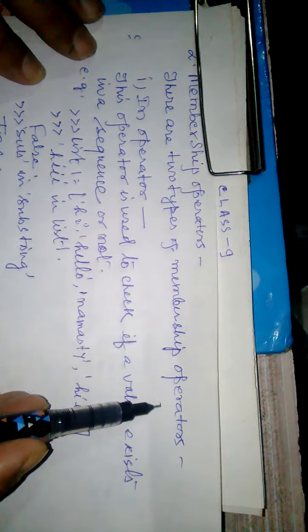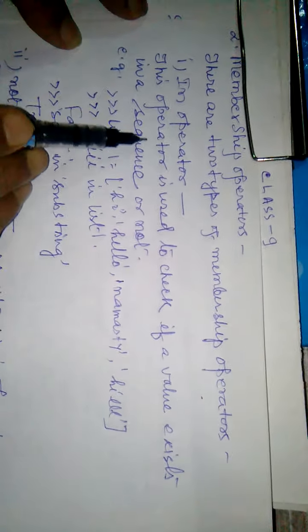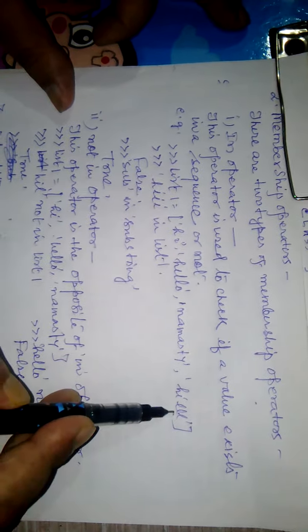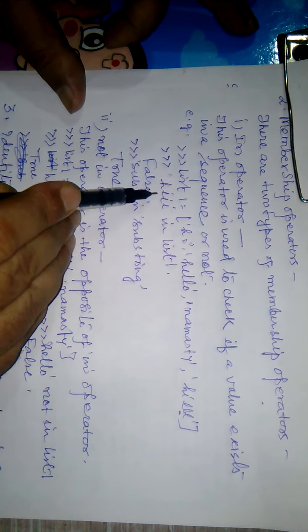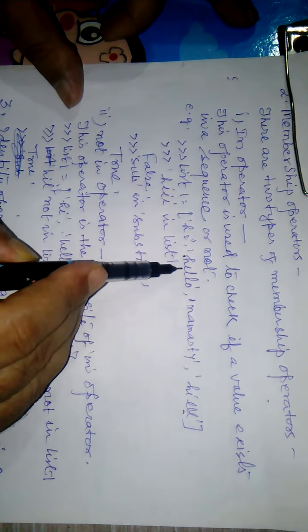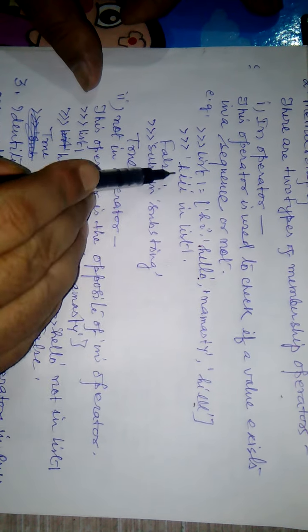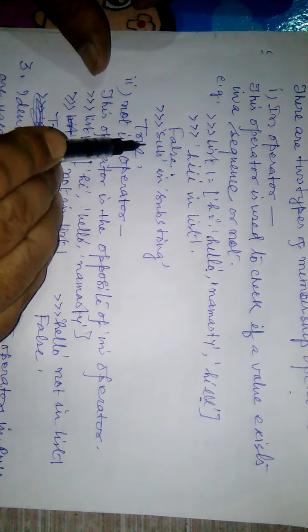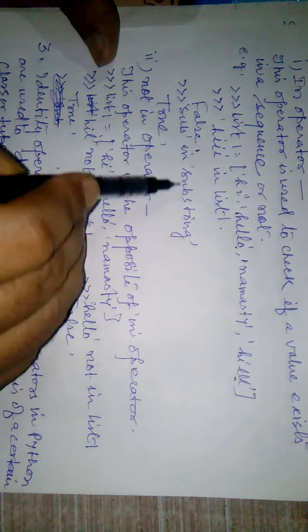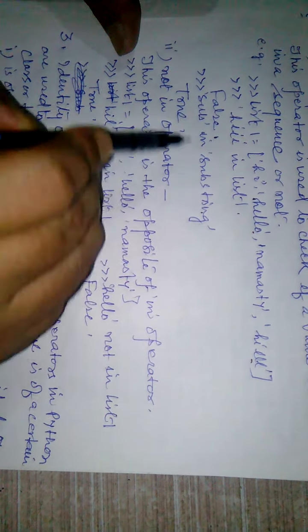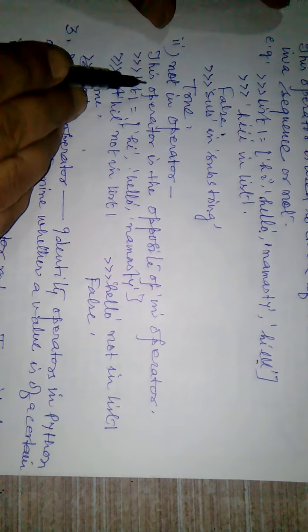Second, membership operators. There are two types of membership operators. The in operator. This operator is used to check if a value exists in a sequence or not. List1 equals hi, hello, namaste and hell. Is this string in list1 or not? It is not available, so the output will be false. And sub in a substring, that is sub is there in the substring, so the output will be true.